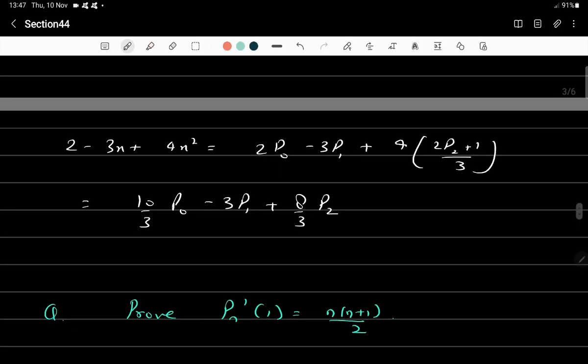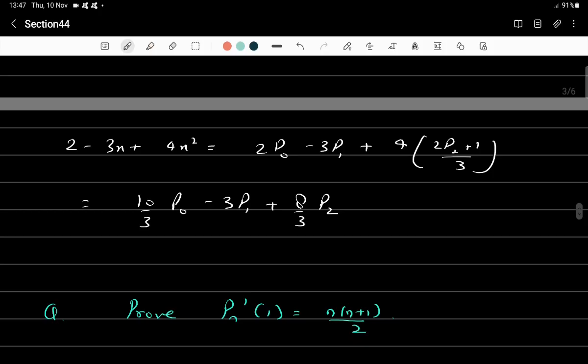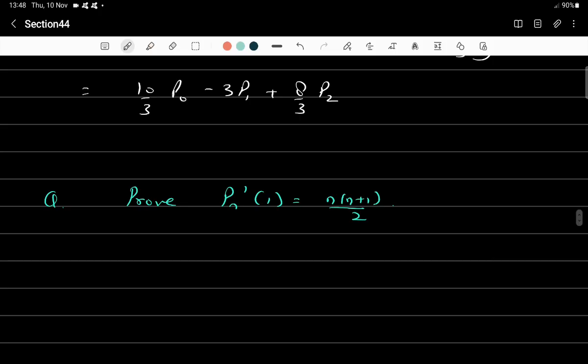Next is a very interesting question, which says: prove that Pn'(1) is equal to n(n+1)/2. Whenever you approach a problem, try to see if some hint is given in the question or not. The hint is where you have seen the term n(n+1). It is in the Legendre equation. Your Legendre equation is (1 - x²)y'' - 2xy' + n(n+1)y = 0.